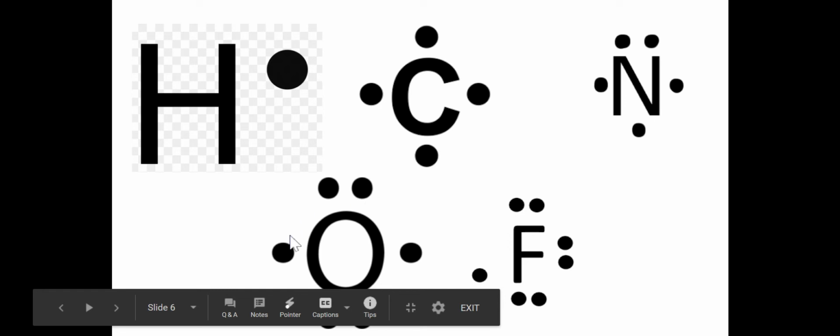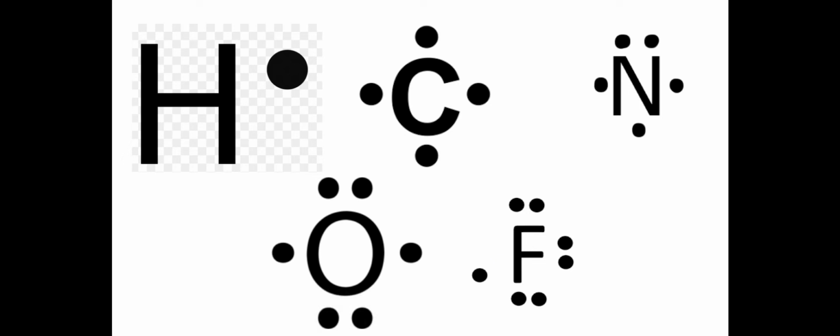Oxygen has 6: 1, 2, 3, 4, 5, 6. And fluorine has 7: 1, 2, 3, 4, 5, 6, 7. Really spread them out. When there is 8, you're going to put 1 more over here. Okay, really spread them out around the element. That's called the Lewis dot structure. When we learn about chemical bonding, we're going to draw this when the elements get together.